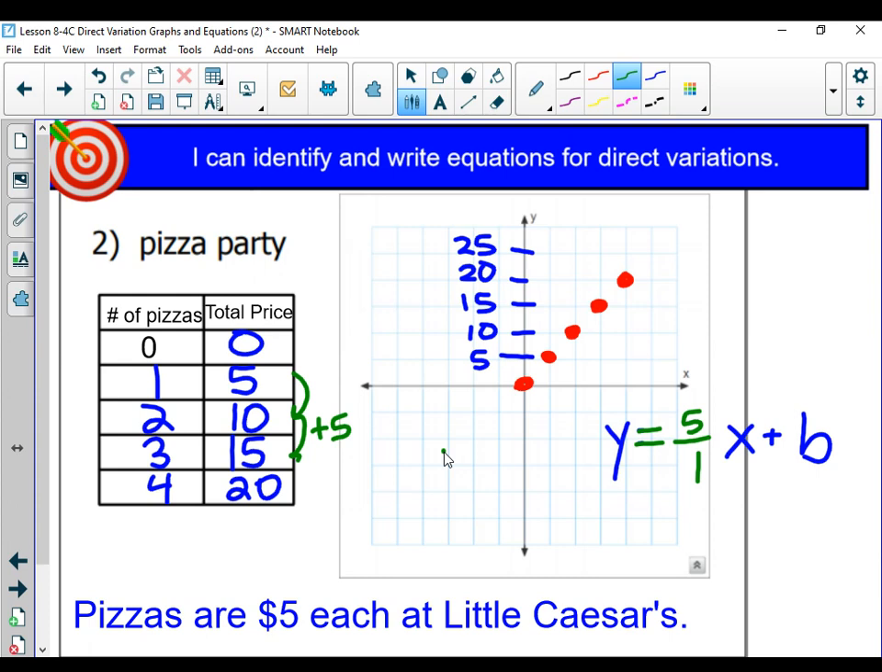What's my y-intercept? 0. Because if you don't buy any pizzas, it doesn't cost you any money. Is that making sense so far? Ready for the next one?